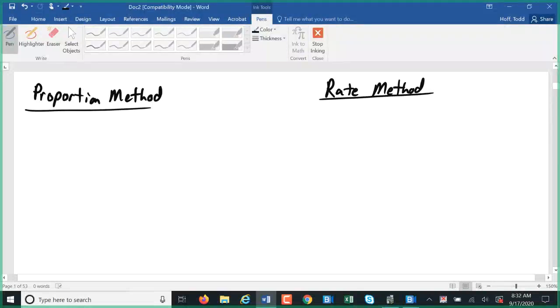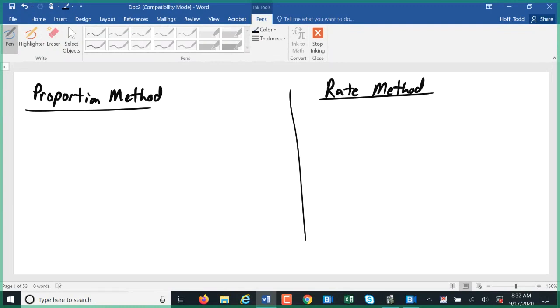You'll notice I'm leaving the right side of my screen blank as we go down through, because I'm going to come back and redo each of these problems using the rate method. For now, I'm going to start with the proportion method. And the proportion method looks just like what we were doing yesterday to convert our fractions back into percents.